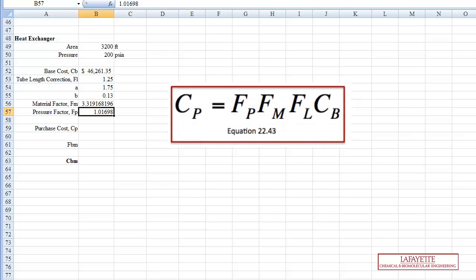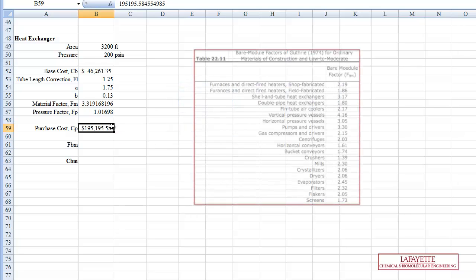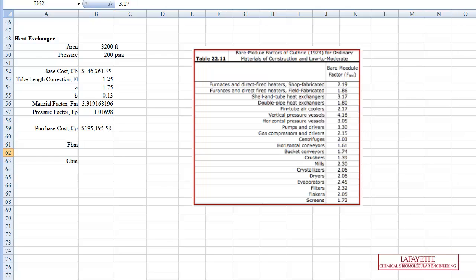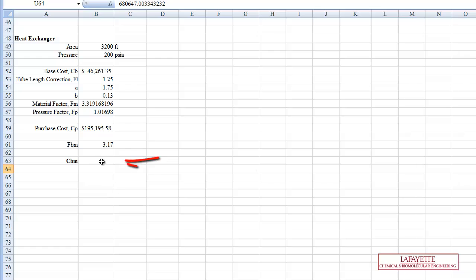Using the factors that were just determined, calculate the FOB purchase cost, which is also known as CP. As with the two previous unit operations, use the following table to determine the bare module factor and multiply it by the FOB purchase cost, which will result in the bare module cost of the heat exchanger.